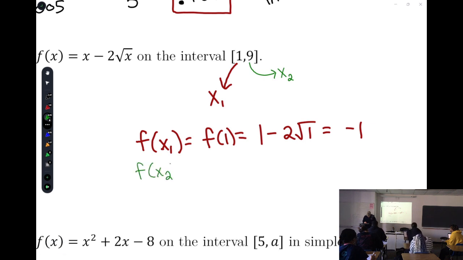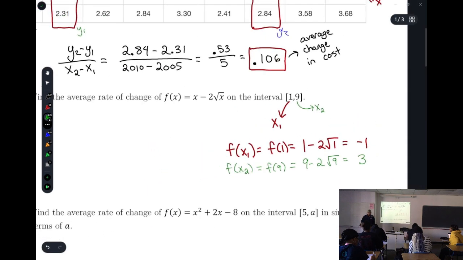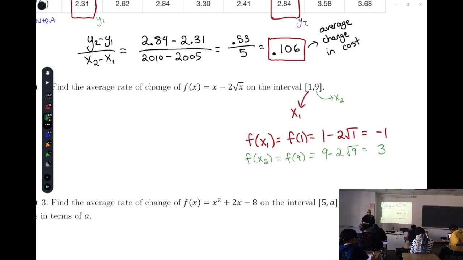And f of x2 is equal to f of 9, cool. So 9 minus 2 root 9, which is 9 minus 2 times 3, which is 9 minus 6, which is 3. I don't know, you do the math. Okay. So we got our 4 things, don't we?